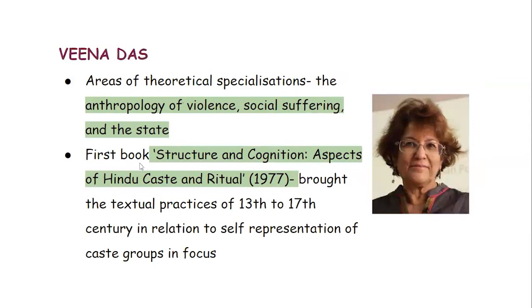And her first book, here is our answer. Her first book, Structure and Cognition: Aspects of Hindu Caste and Ritual, was published in 1977. In this book, she brought the textual practices of the 13th to 17th century in relation to the self-representation of caste groups into focus. So this is what we needed, Structure and Cognition: Aspects of Hindu Caste and Ritual, authored by Veena Das. So back to our question.